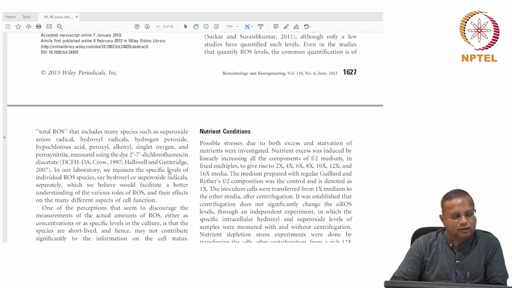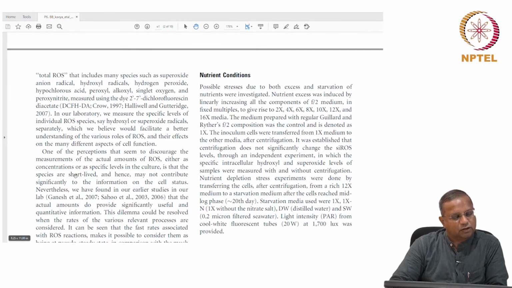In our lab, we measured the specific levels of individual reactive oxygen species, say hydroxyl alone or superoxide alone, separately, which we believe would facilitate a better understanding of the various roles of ROS and their effects on many different aspects of cell function. One of the perceptions that seem to discourage the measurements of the actual amounts of ROS, either as concentrations or as specific levels in the culture, is that the species are short-lived and hence may not contribute significantly to the information on cell status. Nevertheless, we have found in our earlier studies in our lab that actual amounts do provide significantly useful and quantitative information.